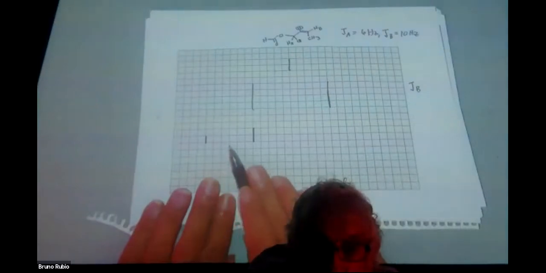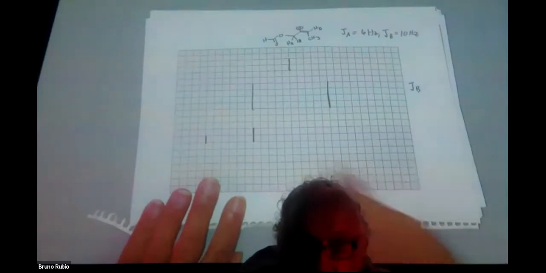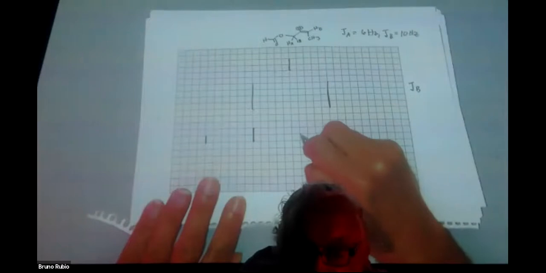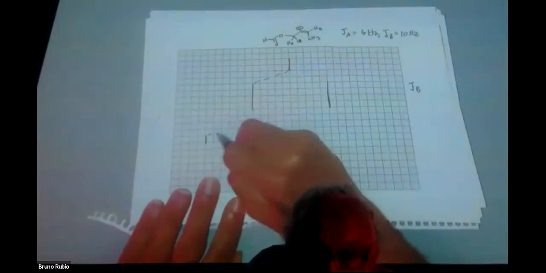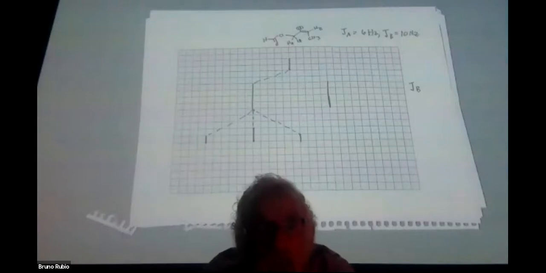1, 2, 3, 4, 5, 6. And now go 6 out in the other direction. 1, 2, 3, 4, 5, 6. And make that. So there's my doublet splitting, and here's my triplet splitting. And you see how it's 1 to 2 to 1.